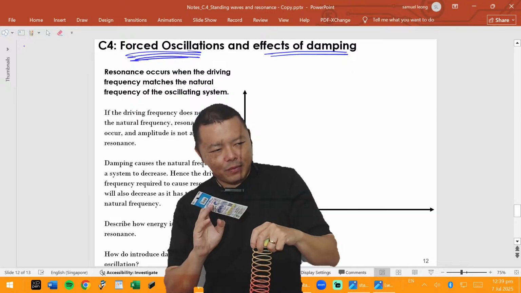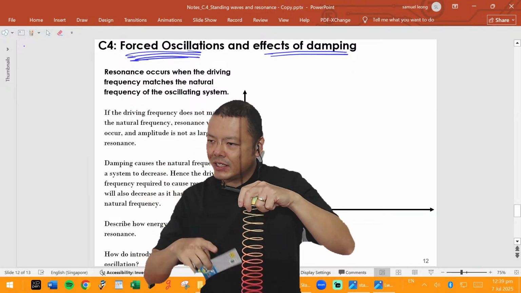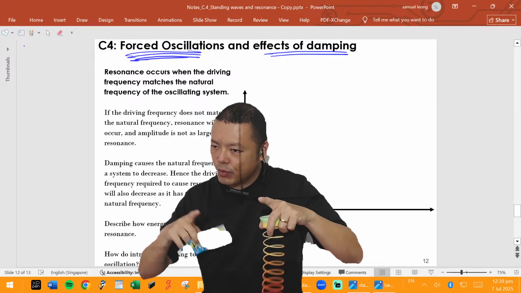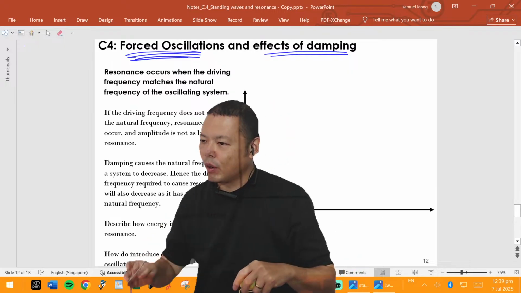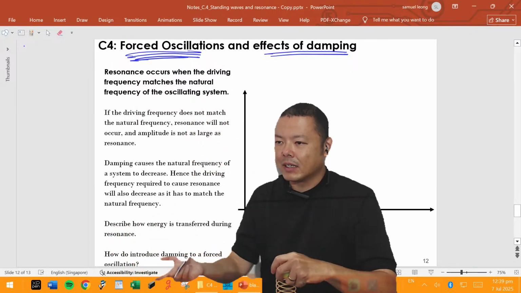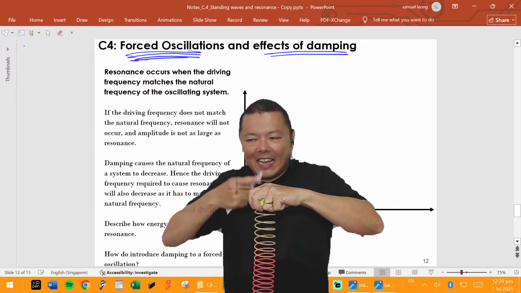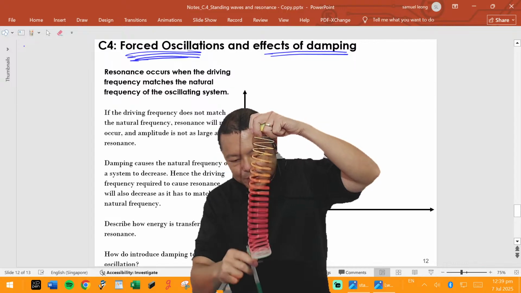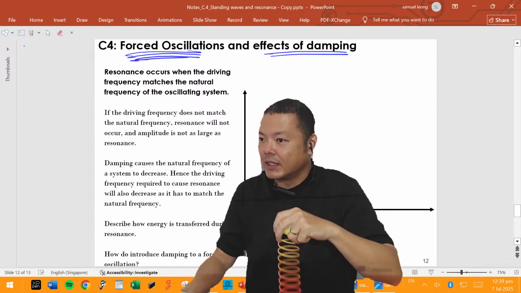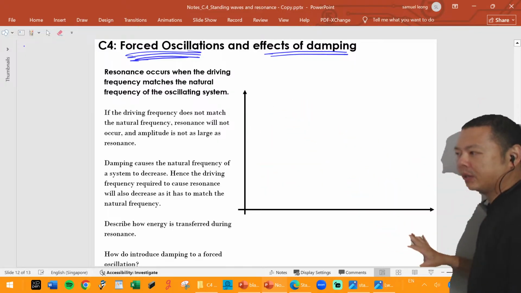But one of the key things I want you to remember: does a forced oscillation ever go back to rest? Does it stop? It never goes back to equilibrium. Why? Because there's a continuous source of energy, the energy is always being input. So whether or not the amplitude is very small, it is still oscillating forever. There's no such concept of forced oscillation going back down to equilibrium.